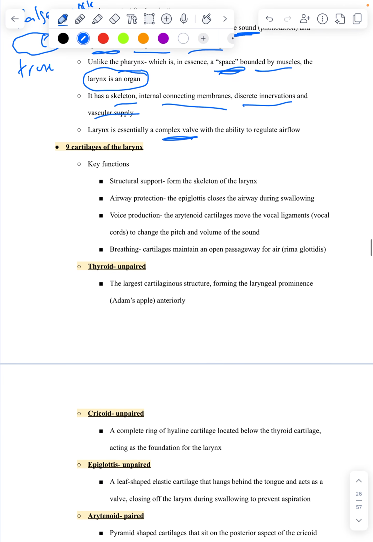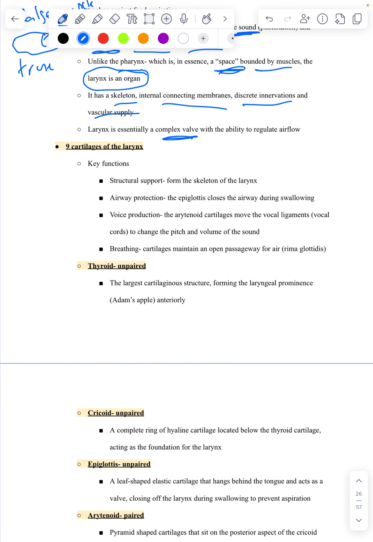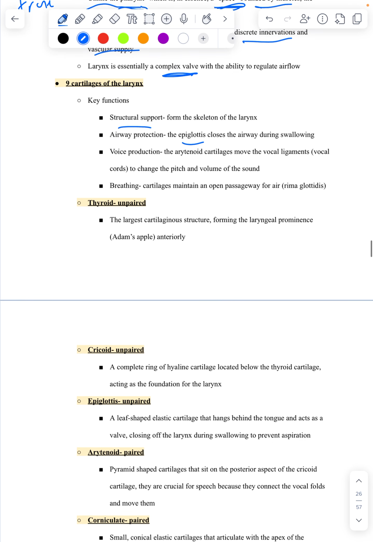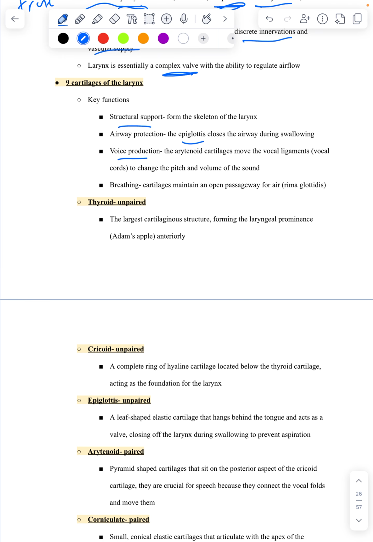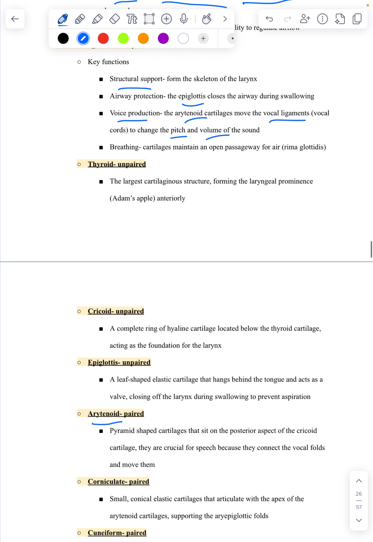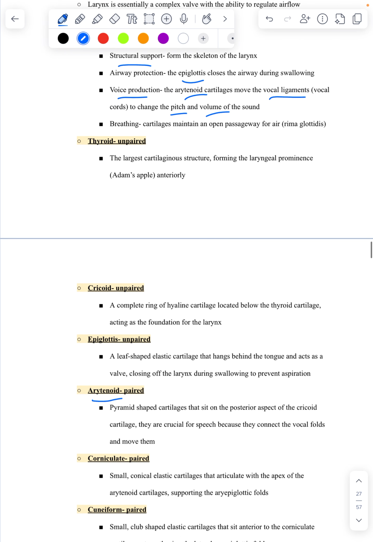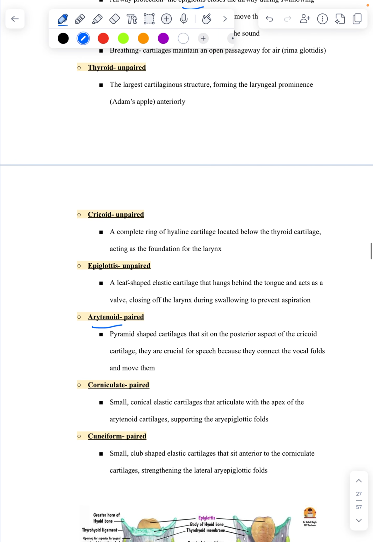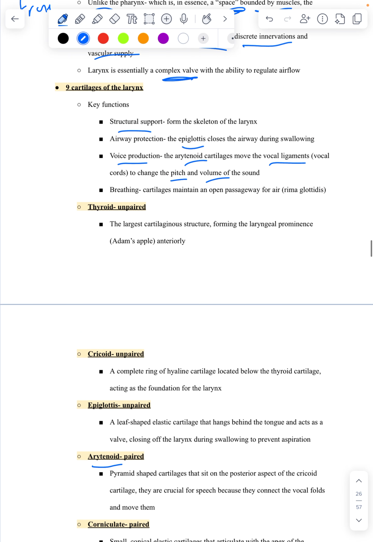Now, you have 9 cartilages in the larynx. They want to provide support. They form the skeleton of the larynx. They want to protect your airway. That's through the epiglottis. Voice production. So we'll see the arytenoid stuff. So the arytenoid cartilages move the vocal ligament, and this will allow a change in the pitch and the volume of the sound. And then it's important for breathing as well. You have 3 unpaired and 3 paired, so technically 6 total paired cartilages. That's where the 9 comes from.